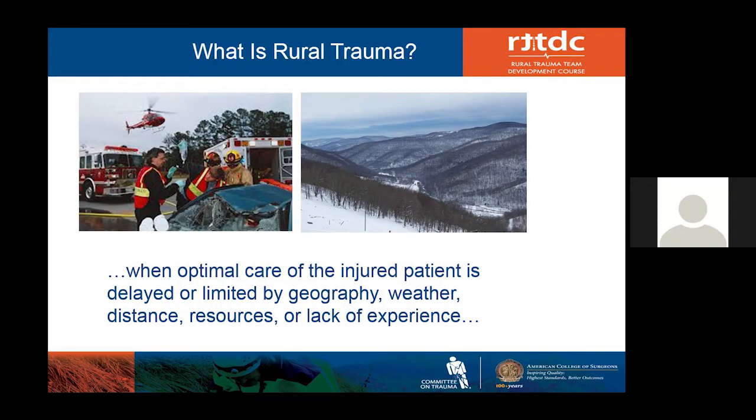So what defines the rural trauma environment? Basically, when optimal care of the injured patient is delayed or limited by geography, weather, distance, resources, or lack of experience. And that's pretty obvious when you're in the middle of nowhere or in the middle of a snowstorm, but sometimes places that you wouldn't think can become like a rural trauma environment. For instance, Manhattan, when a plane flies into 2 towers and the bridges are congested and people can't get in and out, and the power goes out, like in Hurricane Katrina, in the major hospitals, and then smaller hospitals are forced to take care of these patients. So it's really not where you are, but the limitation of resources, transportation, et cetera, that defines whether you're treating a patient in an austere condition or not.